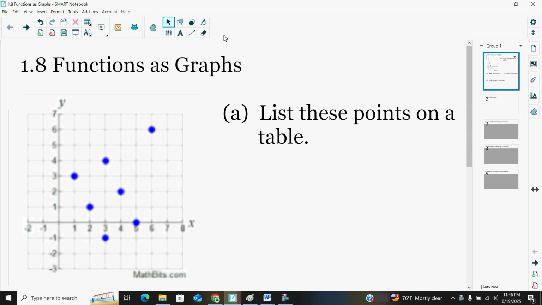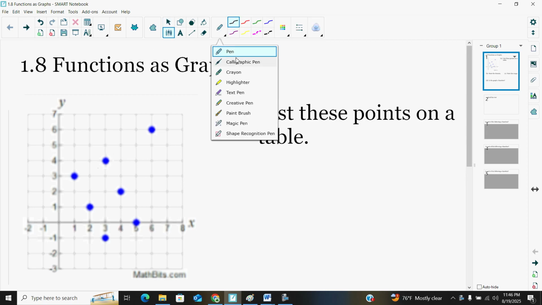Section 1.8 is on functions as graphs. Functions as graphs.